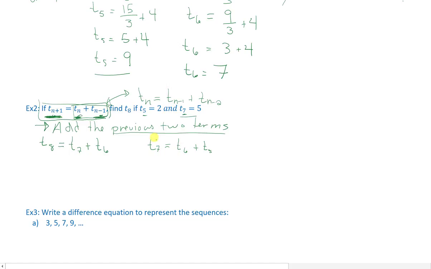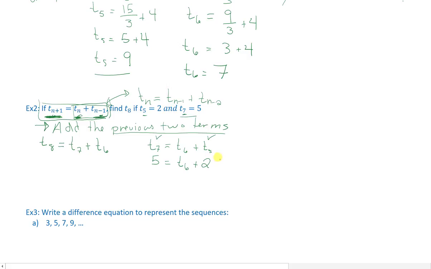Now, I do have term 7, and I have term 5. So if I've got an equation with only one unknown, I am happy to solve it. So I put in what I know. Well, T7 has value 5, so the 7th term is 5. I don't know the 6th term, that's like my x, my unknown. My 5th term is 2.